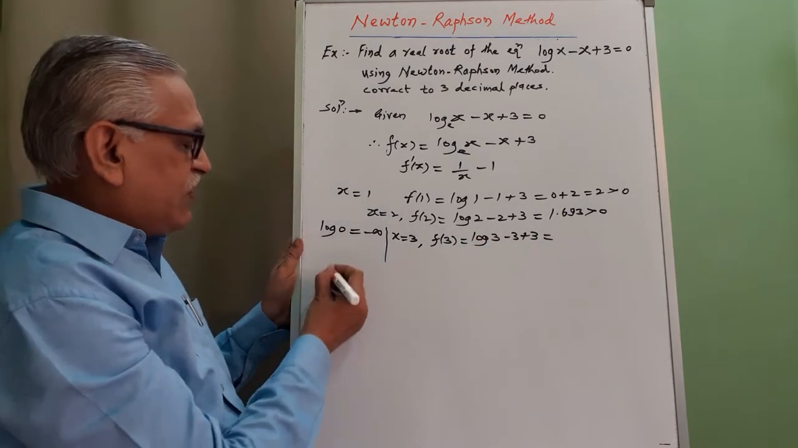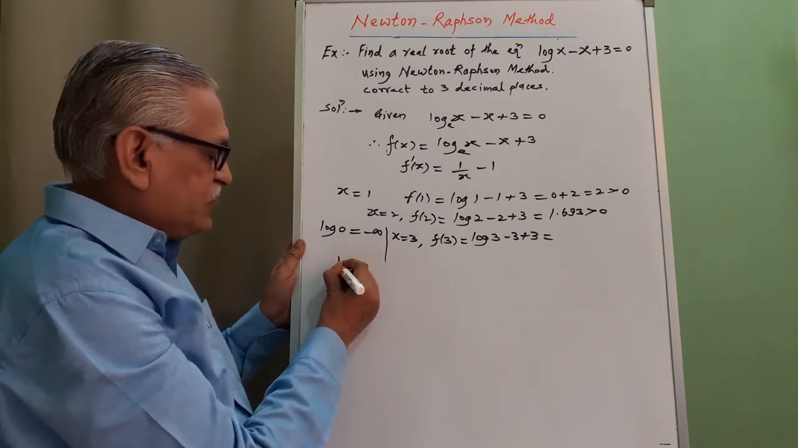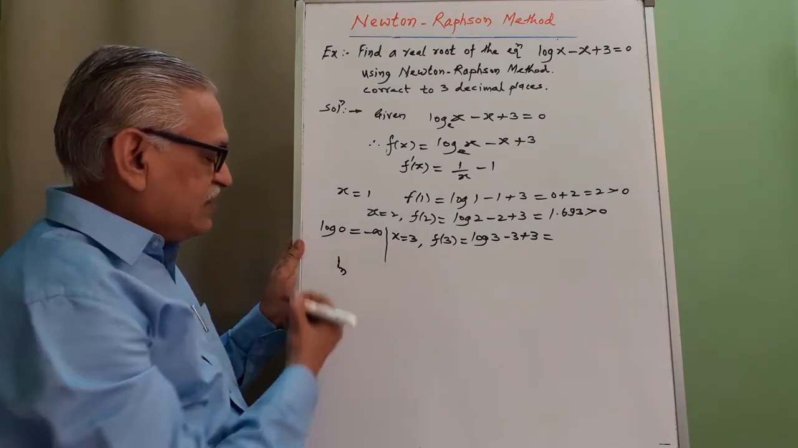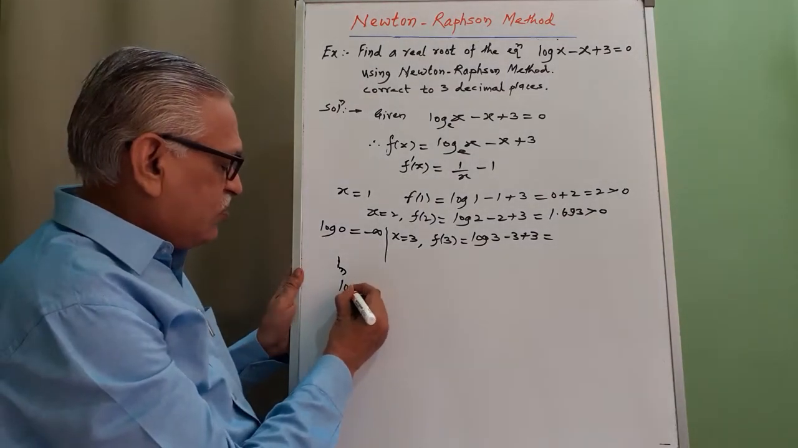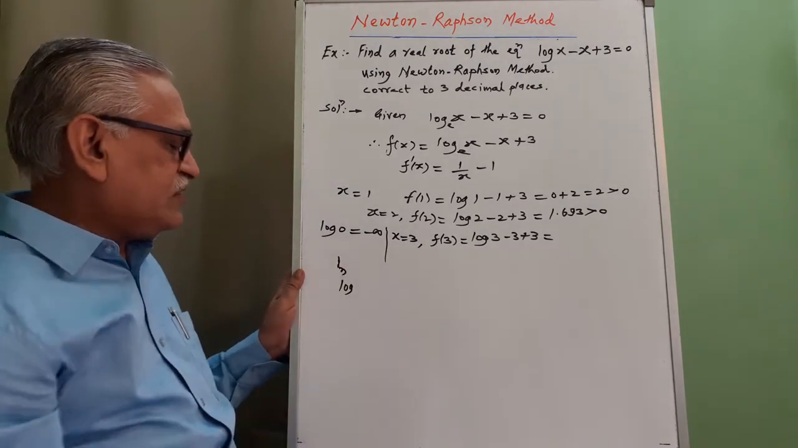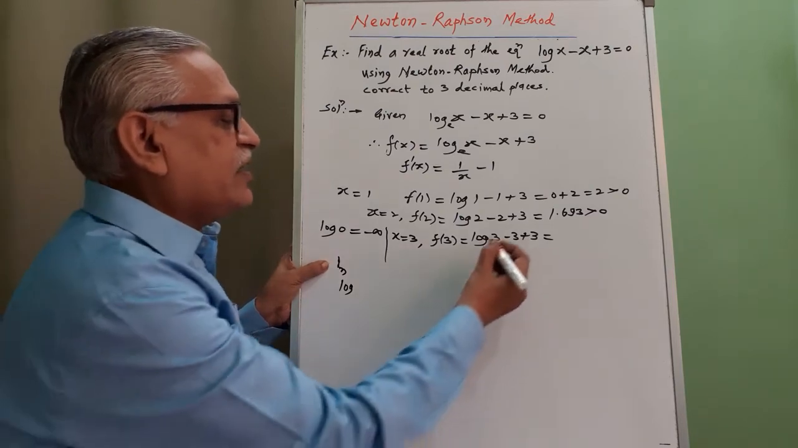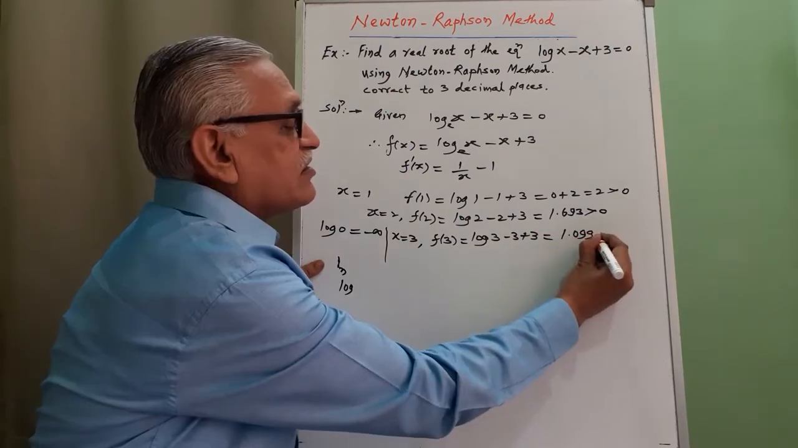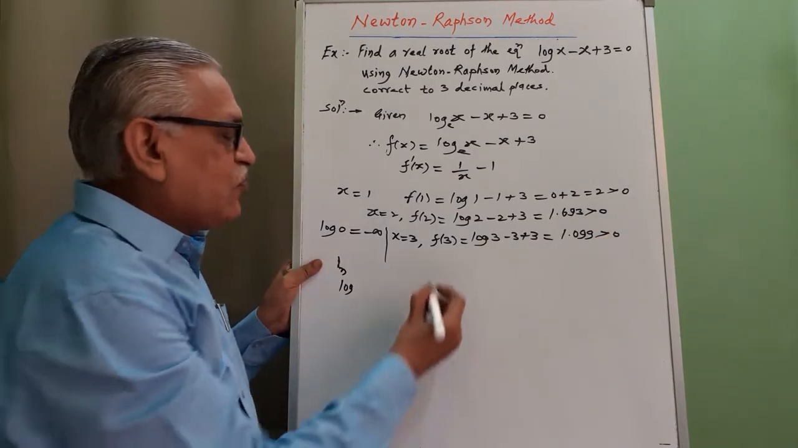And here, when we are using the calculator, there are two keys for log. One is ln, that is for natural log, and the other is log with base 10. Therefore, we are using this ln key. And the value of log 3 is again positive. Therefore, we have to go for one more value.